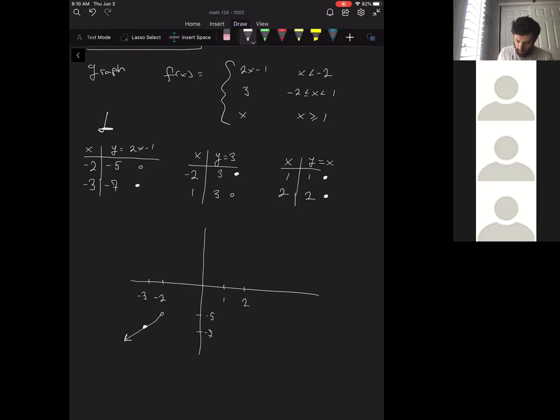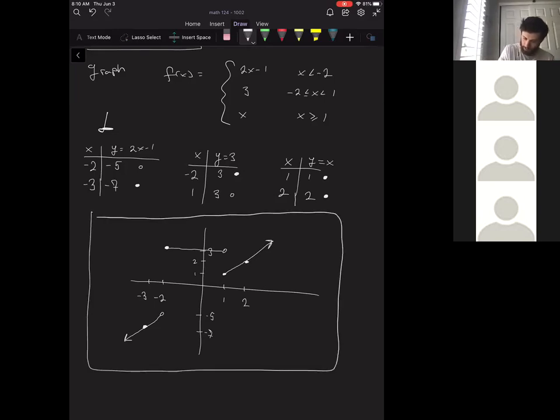All right, now let's move on to the next section. At minus 2, that was 3. Let's put a 3 up here. And that was a closed dot for this guy. And then at 1, 3, we had an open dot. So we connect those together. And then on the far right table, we had 1, 1. So here's 1, and that was a closed dot. And then we had 2, 2 with the closed dot. And those came from the same table, so we're going to connect those together. And so from this sequence of steps, we get our graph, which looks like this.